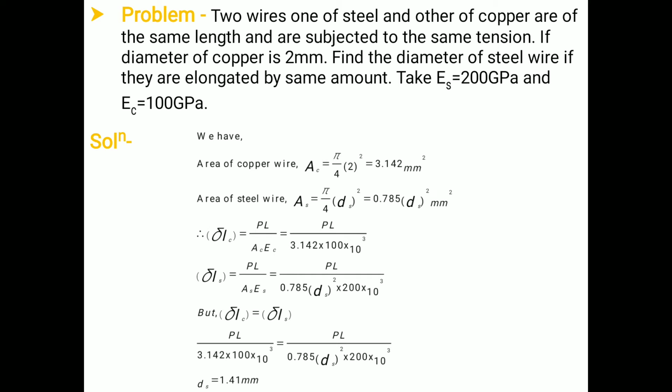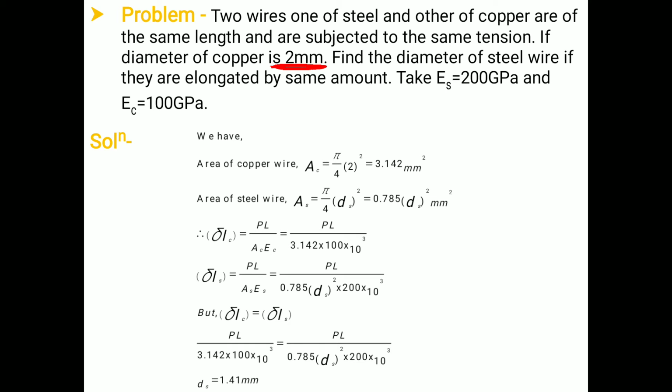From the given data, we can observe that there are two wires, one of steel and one of copper. They have the same length, meaning the length of copper wire is equal to the length of the steel wire, and are subjected to the same tension. Again, the force in the copper wire is equal to the force in the steel wire. Now, the diameter of the copper wire is given in the numerical, it is 2 mm. Once you know the diameter of copper wire, you can easily find out the area of copper wire by the formula pi by 4 into diameter square.